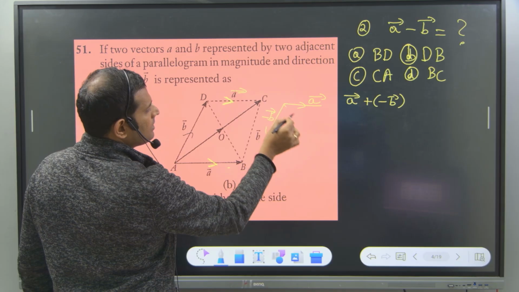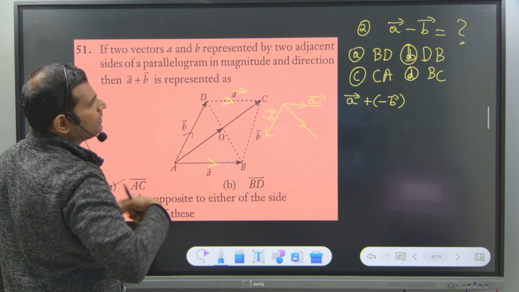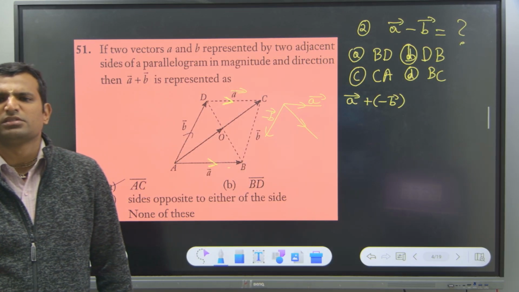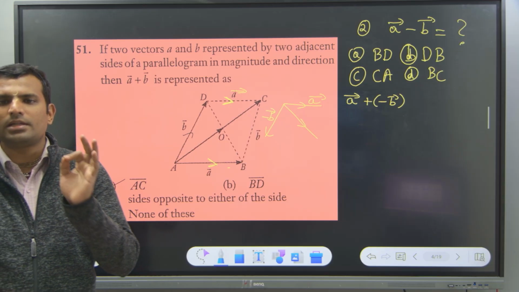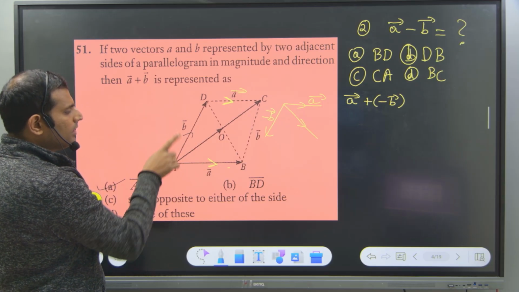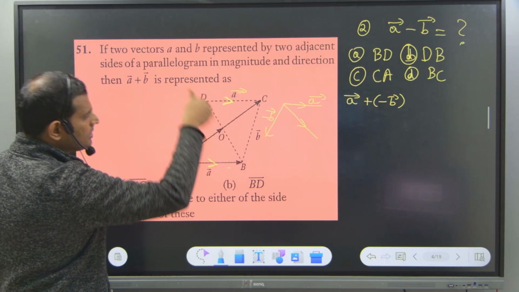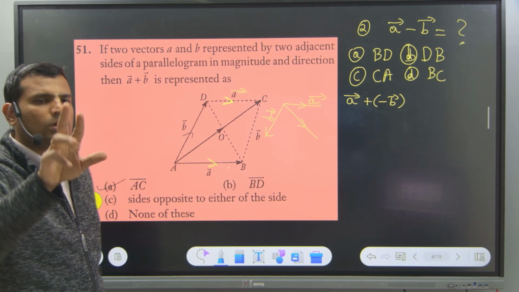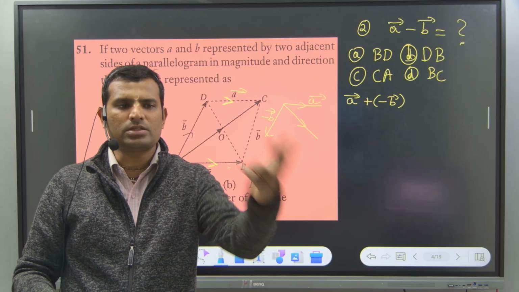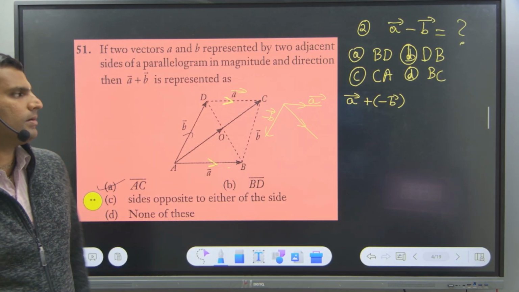It will come in this direction, right? So what is that direction? DB. Are you clear, students? Yes, sir. So what is the learning from this question? A plus B is one diagonal. A minus B is another diagonal. Okay. So who are the two diagonals of the parallelogram? One is vector A plus vector B. Another is vector A minus vector B.